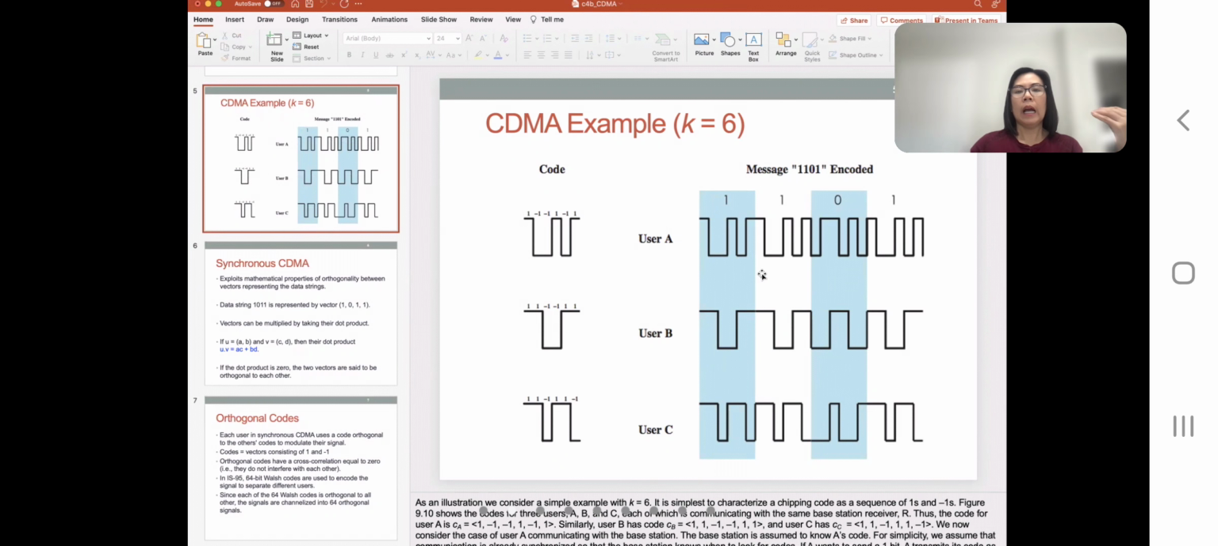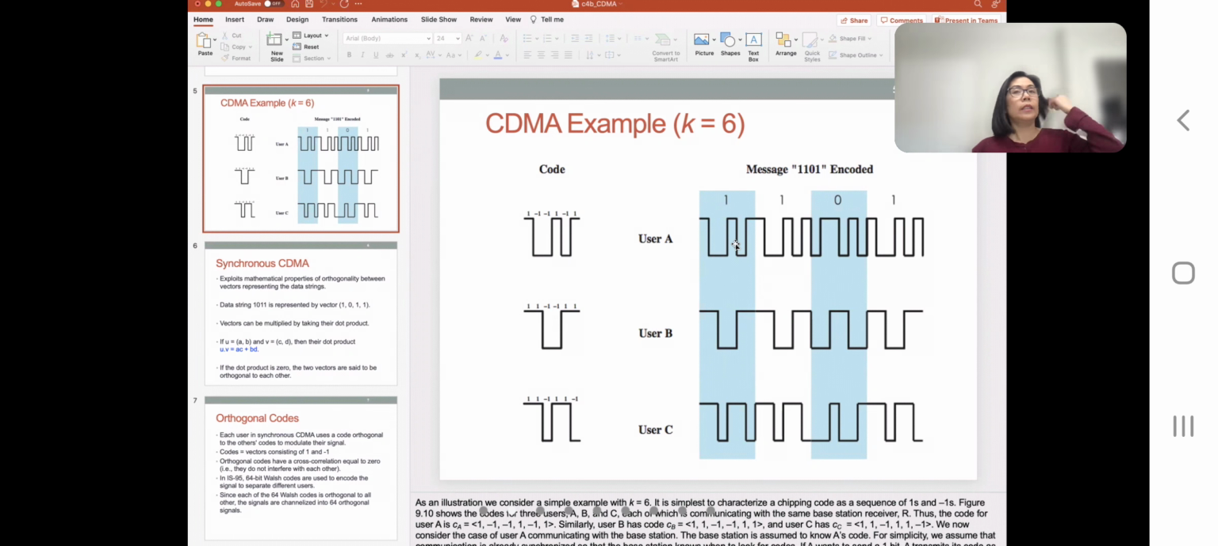Now, in this case, let's say 3 of them would send the same message. And 3 of them can use their own code to produce their own sequence of bits, and they can transmit at the same time. All 3 of them can transmit on the same frequency at the same time. So we don't need FDMA, we don't need TDMA. In this case, 3 of them can transmit at the same time.